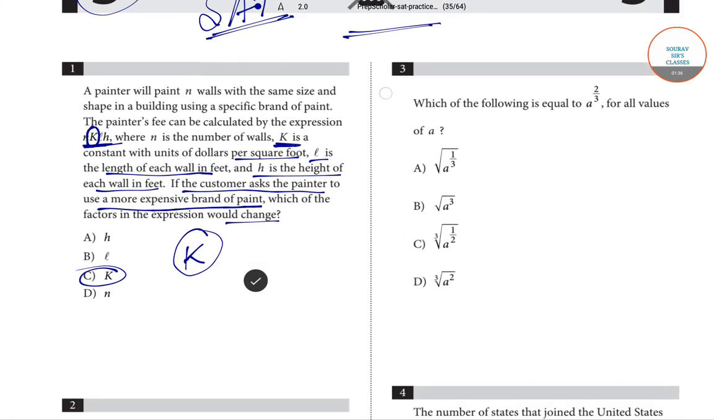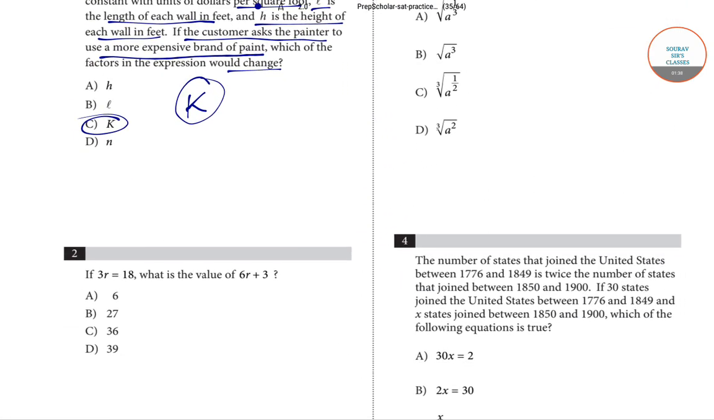Now coming to the next question, question number 2. If 3r equals 18, what is the value of 6r plus 3? So 3r equals 18 means 6r will be double of 18, that is 36, and 6r plus 3 will be 36 plus 3, that is 39. Option D for question number 2.